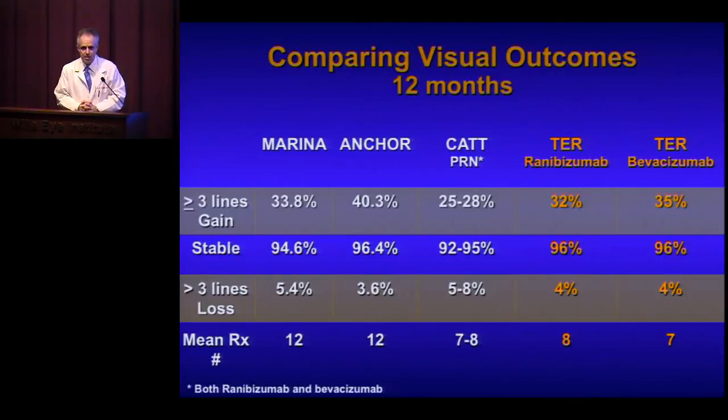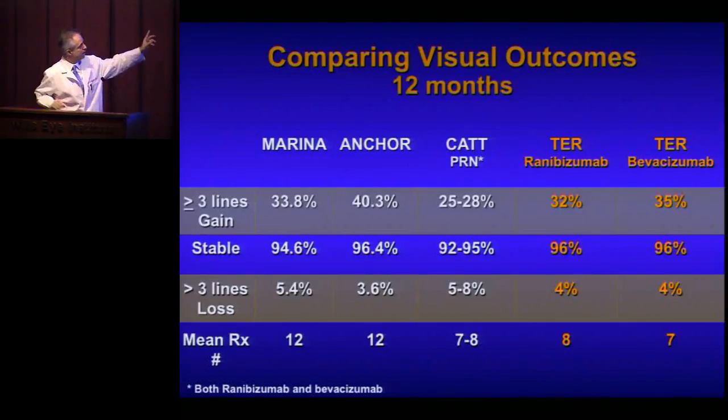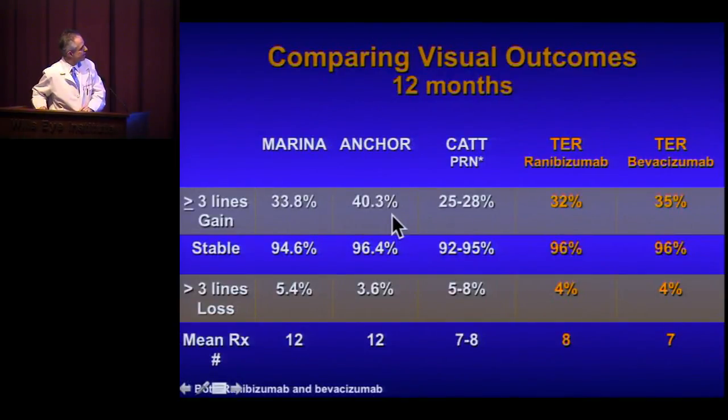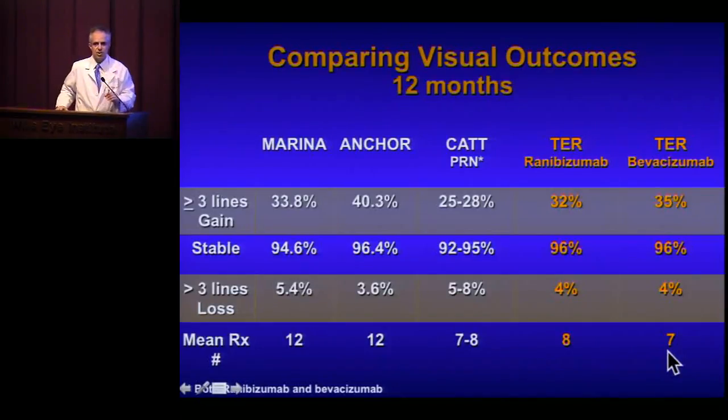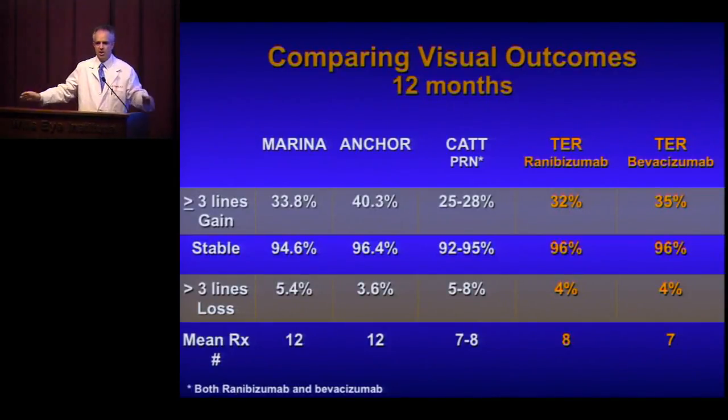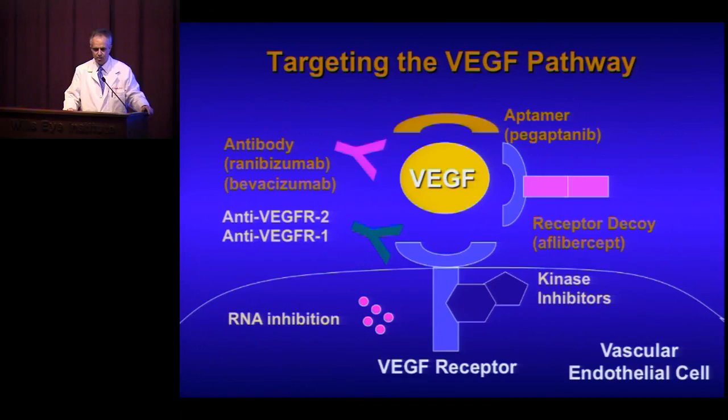So you can see now, looking back at all these studies, the monthly administration of Lucentis in the MARINA and ANCHOR will gain you typically 30 to 40% 3 lines gained with good stability. In the CATT PRN arms, it was pretty comparable, 25 to 28%, and that's with either Lucentis or Avastin. And then the treat and extend approach, you can see that it's similar numbers of treatments in the first year. So what this is basically telling us is, on average, these drugs are good with every 6 to 8 weeks. That's what's needed to get good results and keep the macula dry.